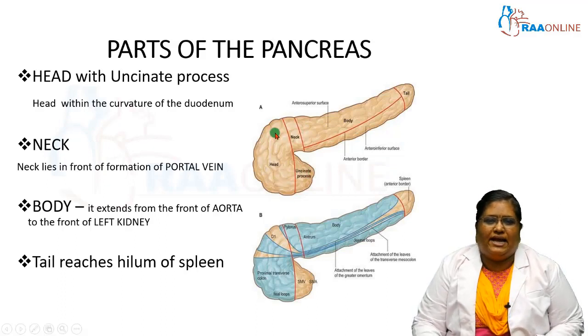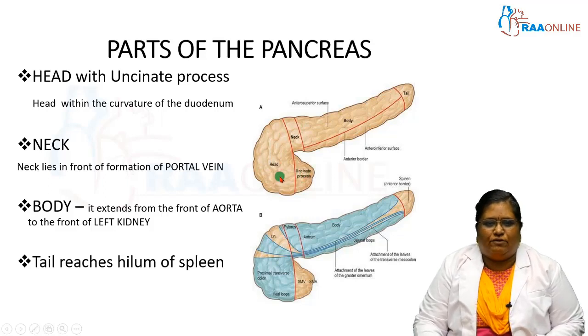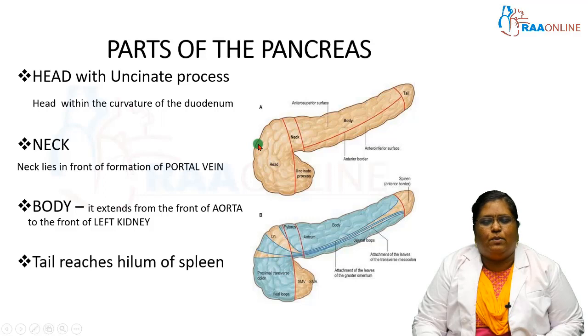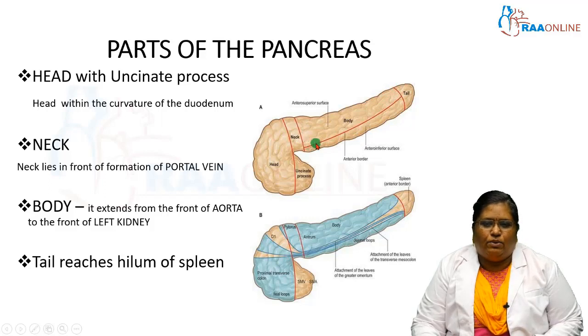What are the parts of the pancreas? The pancreas has a head, the neck, the body and a tail. The head of the pancreas sits along with the uncinate process. This is the uncinate process and this is the head of the pancreas. The head is within the curvature of the duodenum. The neck is a very narrow, short space which lies in front of the formation of the portal vein. And the body extends from the neck to the tail, in front of the aorta and the left kidney, and the tail reaches the hilum of the spleen.